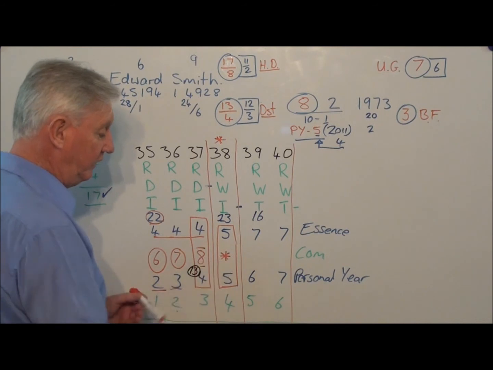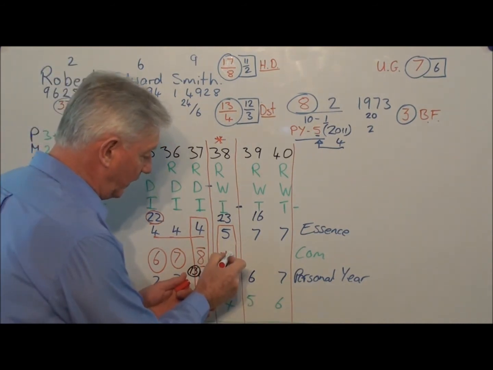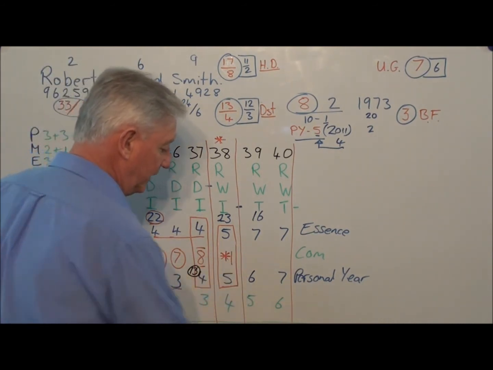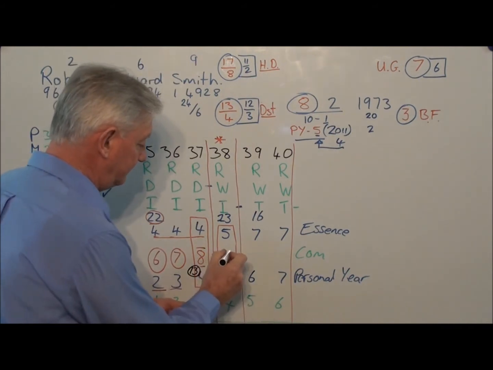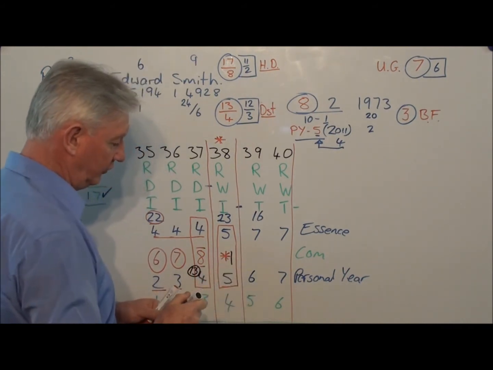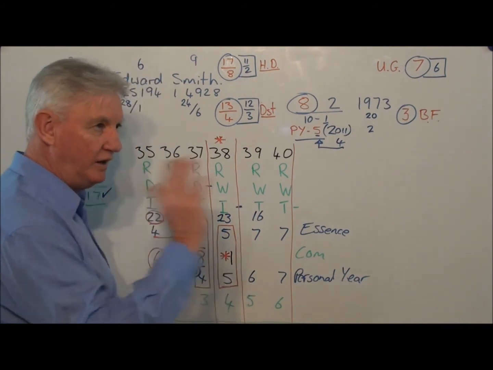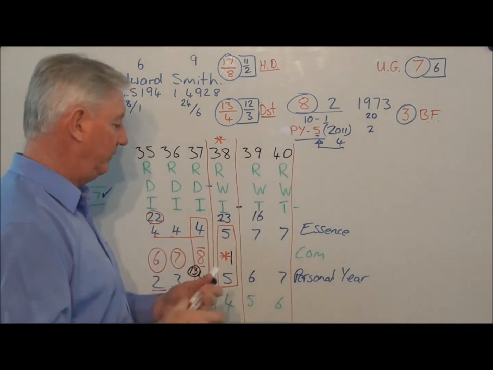5 plus 5 is 10, which comes to 1. I'm just going to squeeze a 1 in there. Bit hard to see, I'll make it black. So he's got a 1 in here, and that says, I need this new direction, something new, something whatever.